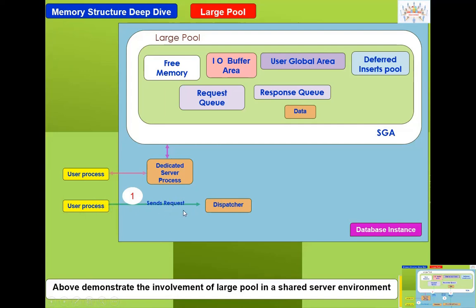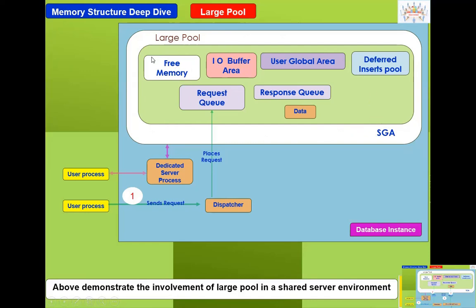In a shared server environment, there is a process called the dispatcher, which works in collaboration with the listener process. The request is initially taken by the dispatcher in collaboration with the listener, because we have the port number, maybe 1521 as the default, and the request comes with the port number. The dispatcher will undertake the request and place it in an area called the request queue, which should be in the large pool.